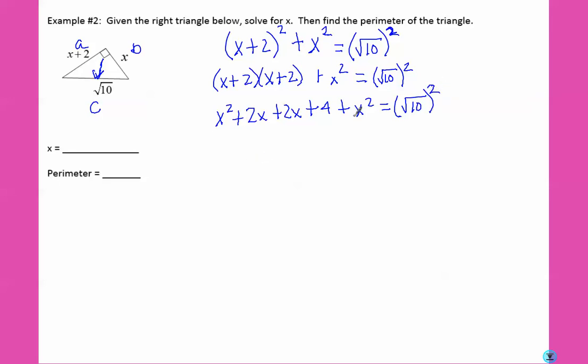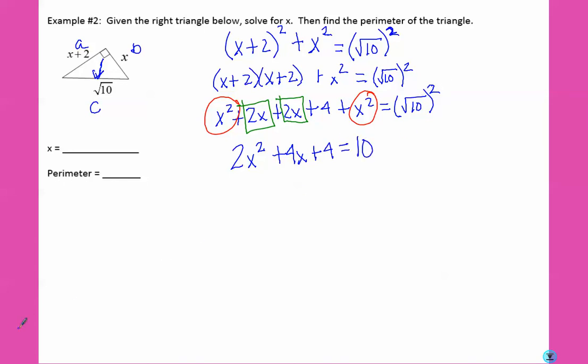And now we can do some simplifying. Let's combine all the like terms. We've got an x squared and an x squared, which gives me 2x squared, 2x and 2x gives me 4x. Bring down my plus 4. If we square a square root, they undo each other, so this will just simplify to be 10. Now remember, we need our equation to equal 0 in order to factor, so I'm going to subtract the 10.